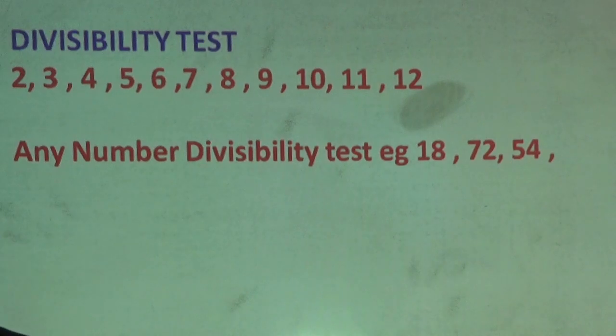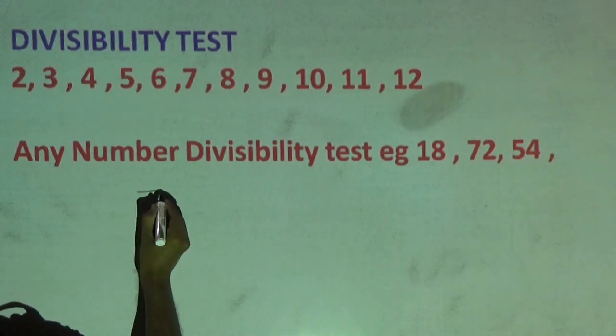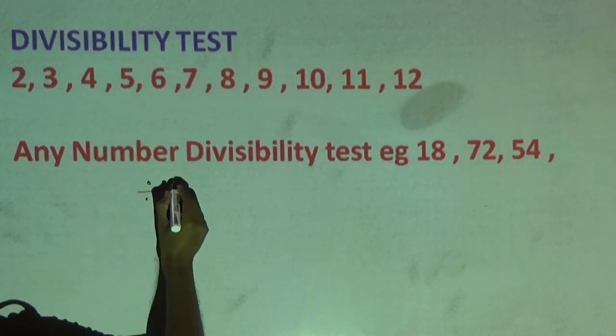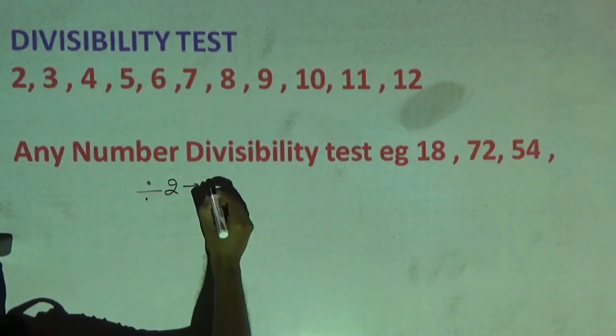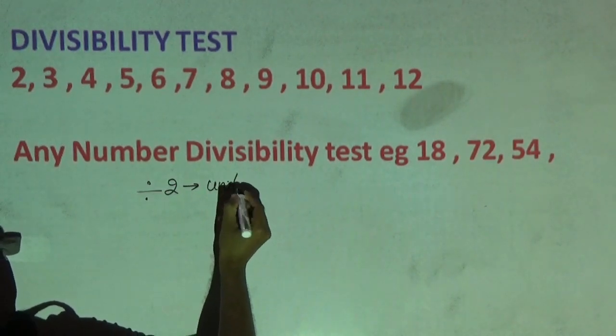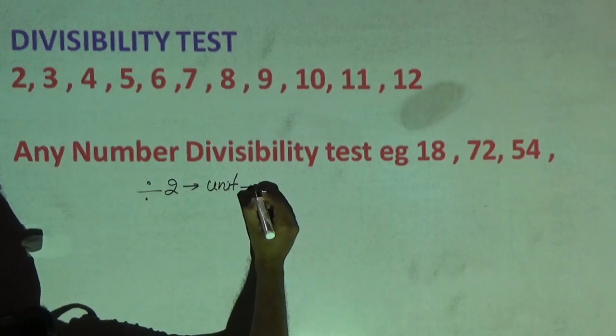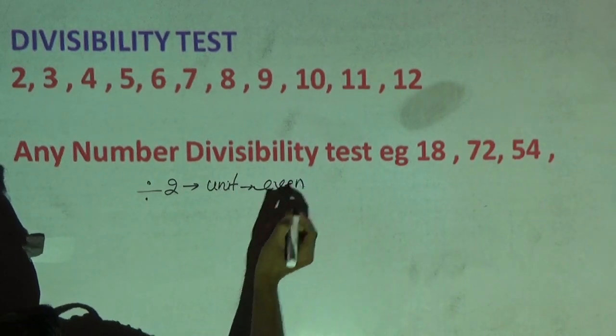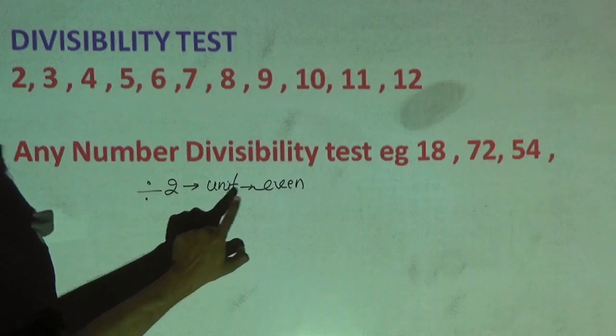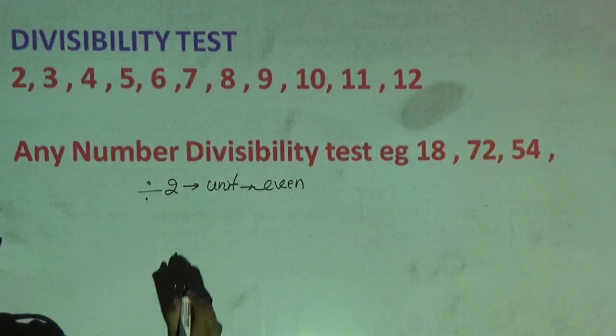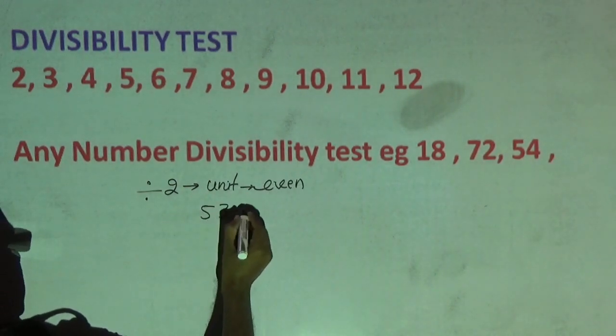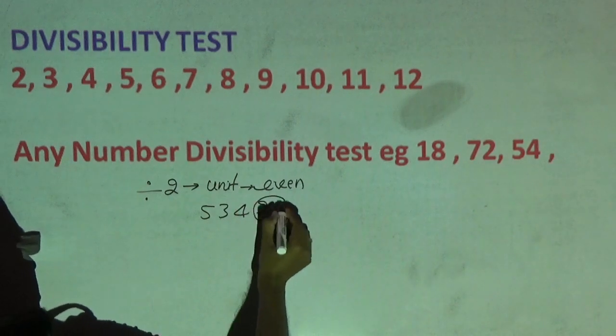Please listen very carefully. Now, how to check whether a number is divisible by 2. If in the units place of a number we have an even number, then the number is divisible by 2. For example, 5342. I will see the units place only.